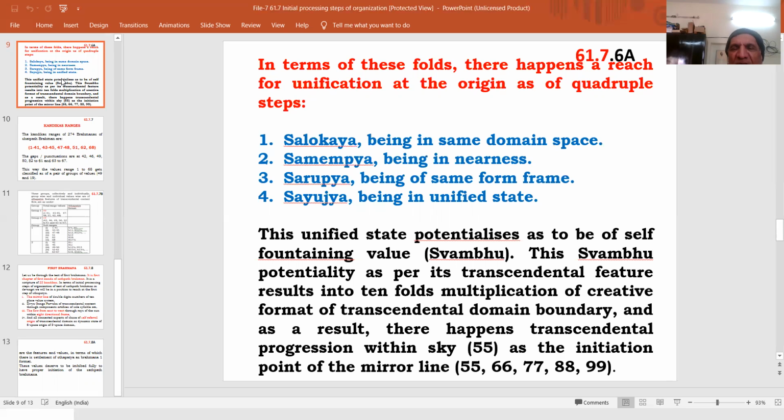This unified state potentializes as to be of self-fountaining value, Swayambhu. This Swayambhu potentiality, as per its transcendental feature, results into 10-fold multiplication of creative format of transcendental domain boundary. And as a result, there happens transcendental progression within sky space as the initiation point of the mirror line 55, 66, 77, 88, 99.